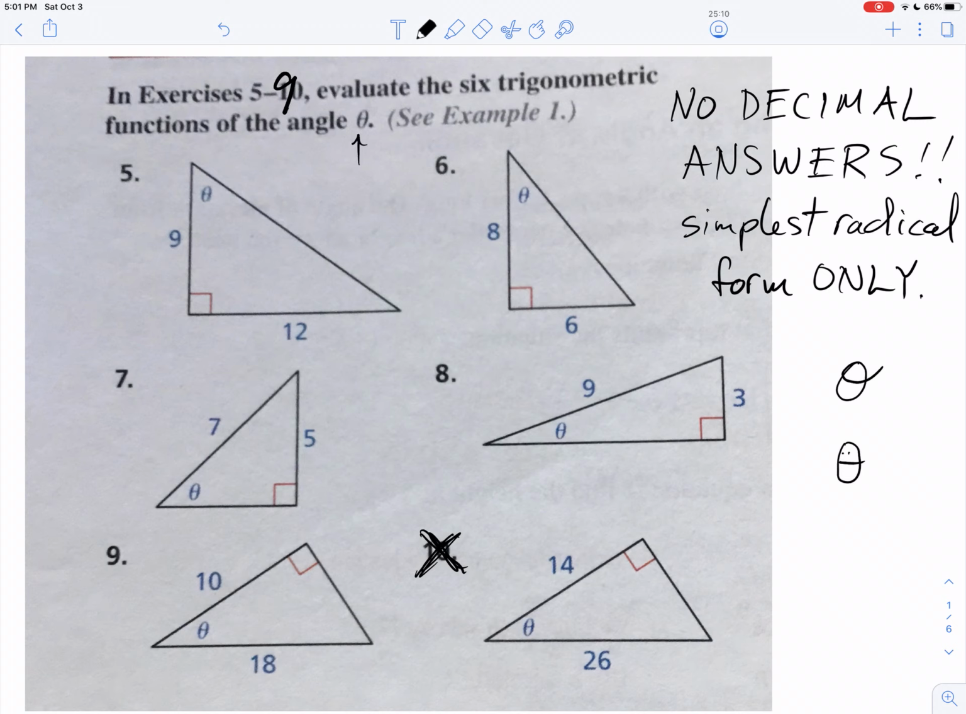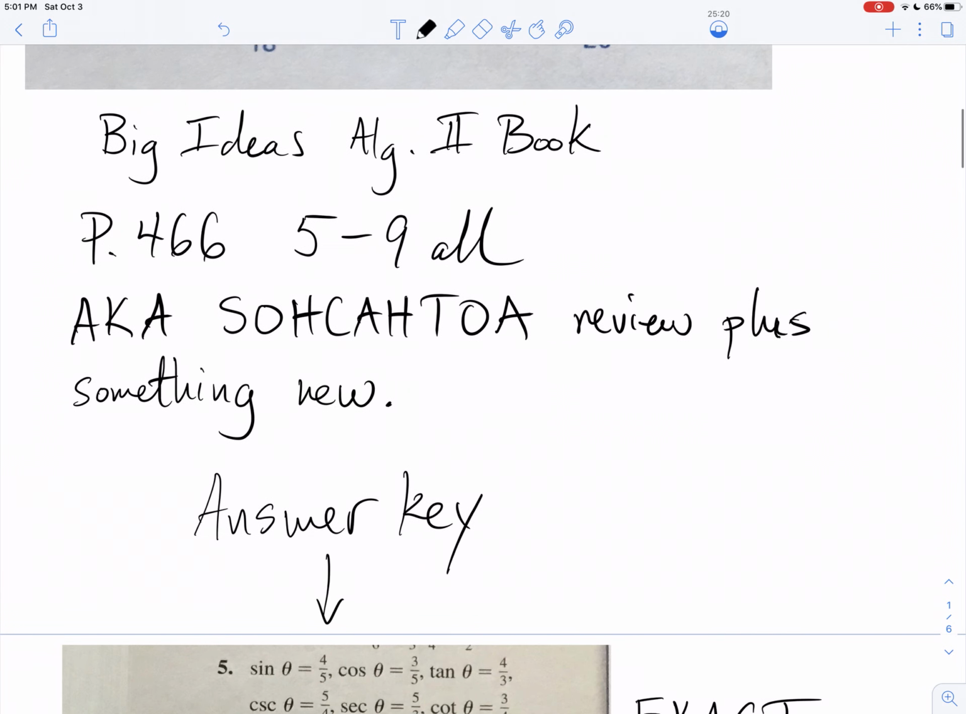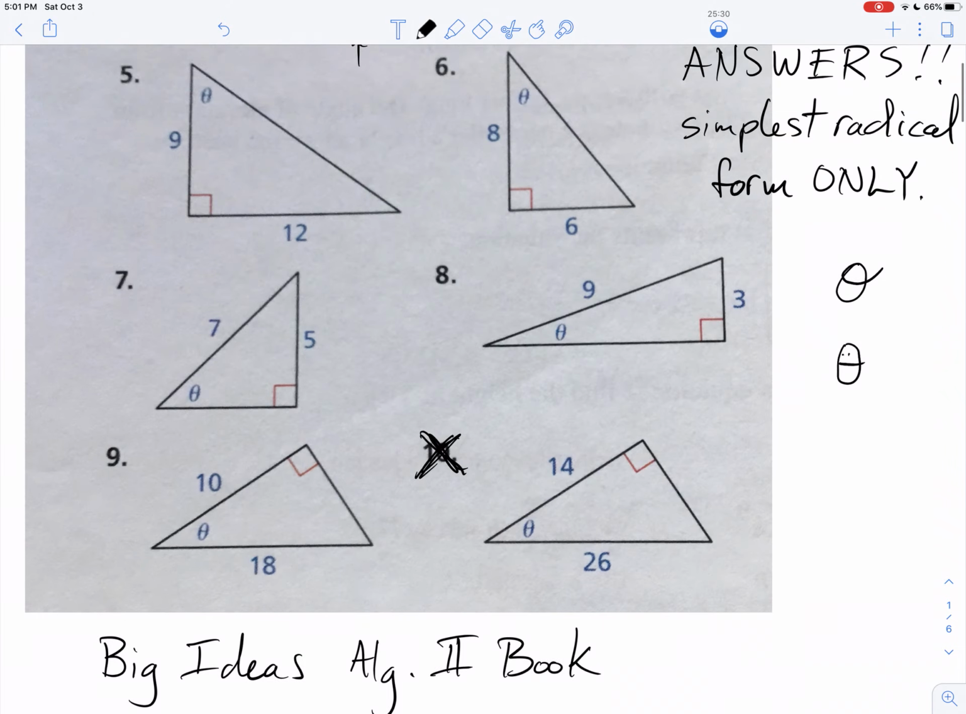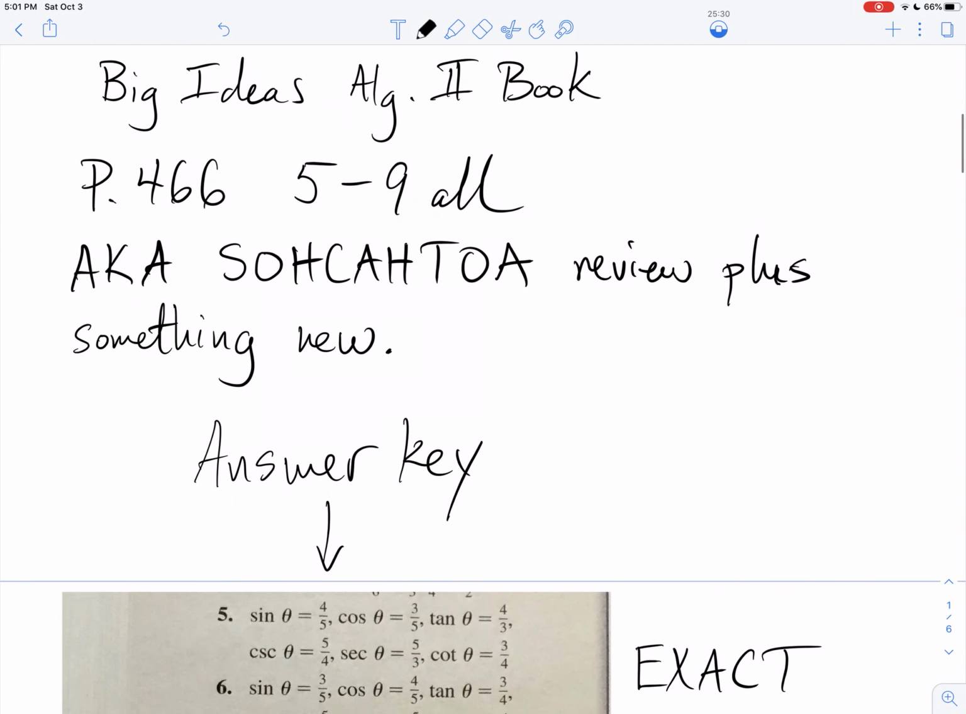It really is. Now, these 5 practice problems do have answers. So take a picture of this. Then, here we go. I'm going to scroll down to the answer key. These problems, though, just so you know, are from the Big Ideas book. I just wanted to pick out some problems. If you can't read the assignment, it's on page 466 in the Algebra 2 book. Not the trig book, the Algebra 2 book. Page 466, 5 through 9 all.